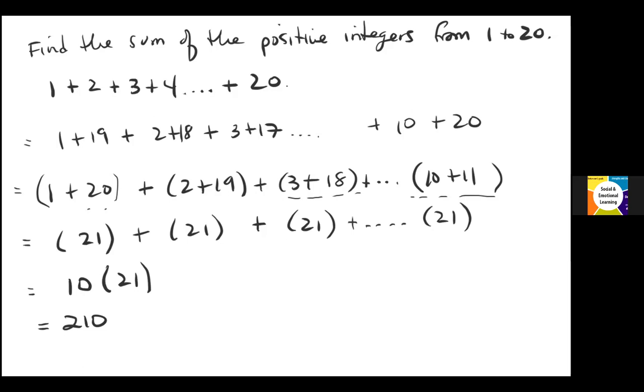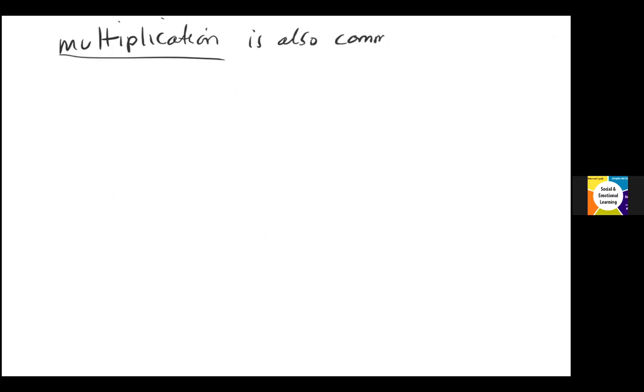So that's for addition. Simple idea. The idea that we can change the order that we add things together in. That's all. I'm going to talk about multiplication now. Multiplication is also commutative and associative. So we can take these same ideas and say they apply to multiplication.